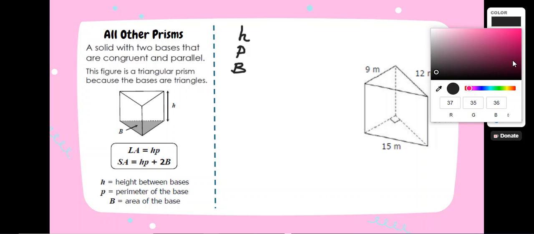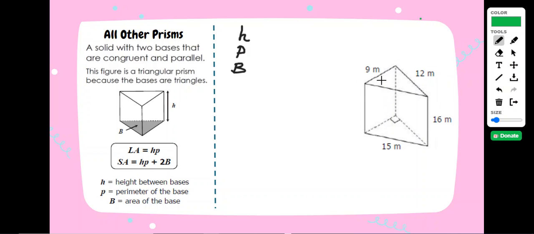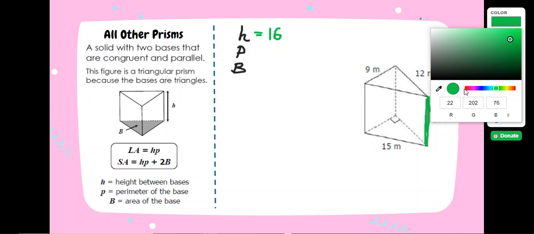Okay, for height, please remember, height is the distance between the 2 bases. Our bases are the triangles here. It's a triangular prism. The distance between the 2 is going to be 16. Now, if this was oriented differently, such as on its flat side, on a rectangular prism side, it would still be 16.